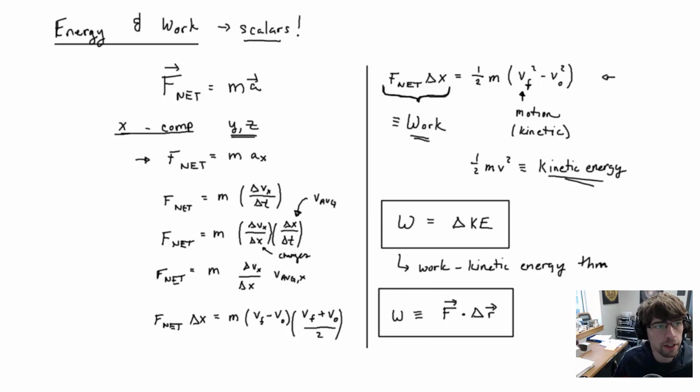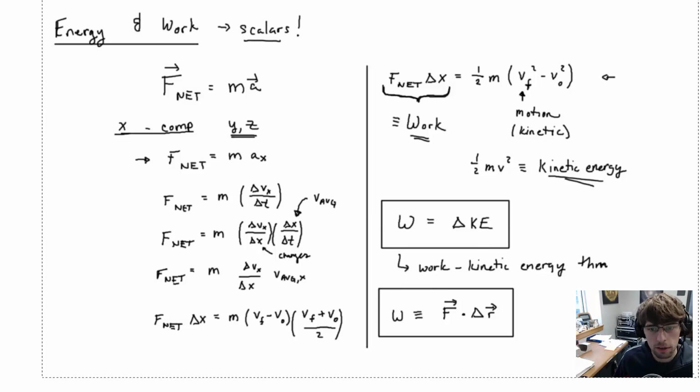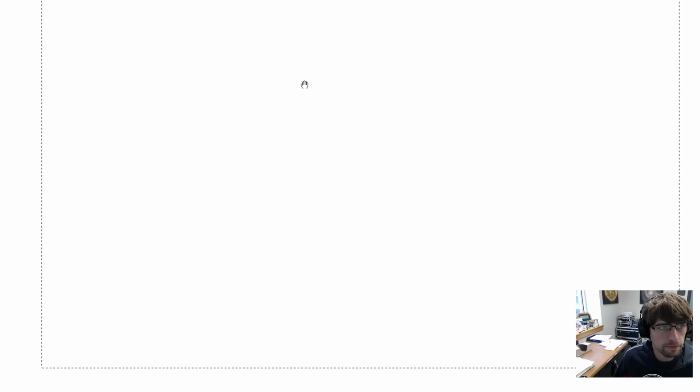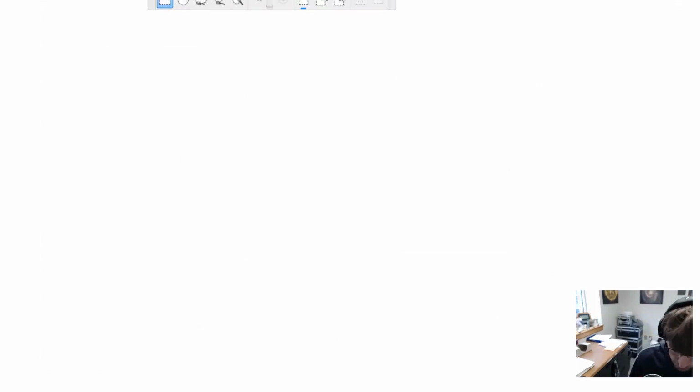Let's go ahead and get rid of all that, and I'll rewrite this again. Excuse me. So we'll say, okay, well, the definition of work is F dot dr, delta r.